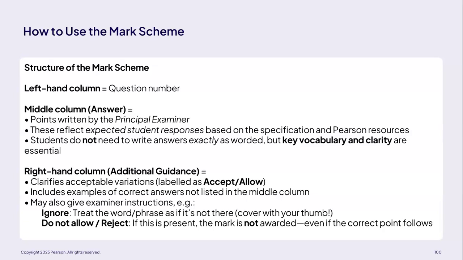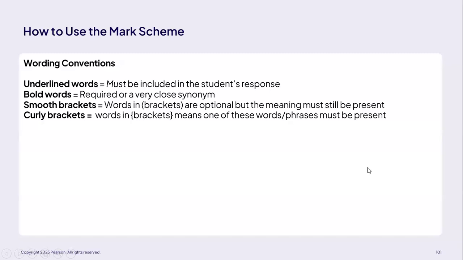Ignore means that it's not incorrect, but it doesn't fully answer the question. So you treat the word or phrase as if it's not there. And do not allow or reject means that the mark can't be awarded. So underlined words must be included. Bold words are required or a very close synonym. Round brackets are optional, but the meaning must still be present.